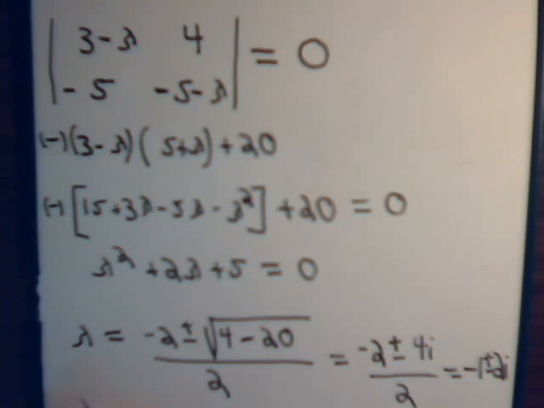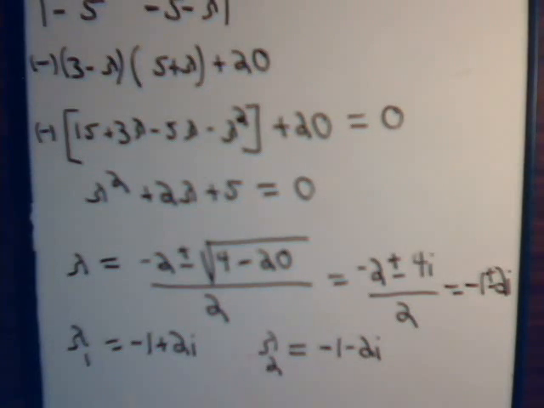So we'll have lambda 1 equals minus 1 plus 2i, and lambda 2 equals minus 1 minus 2i. So these are complex conjugates of each other. Lambda 1 is minus 1 plus 2i, lambda 2 is minus 1 minus 2i. Lambda 1 and lambda 2 are complex conjugates of each other.